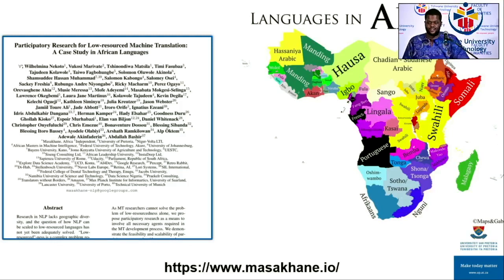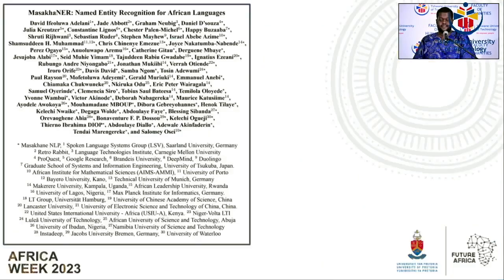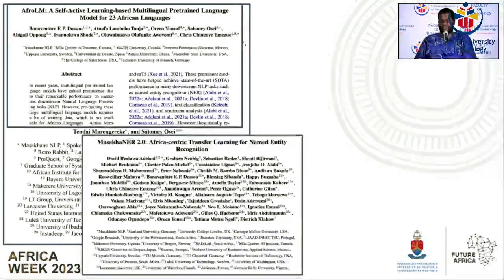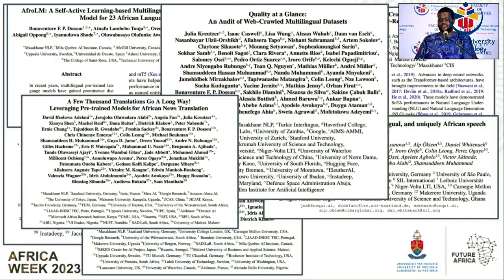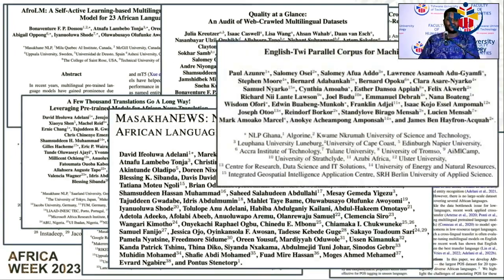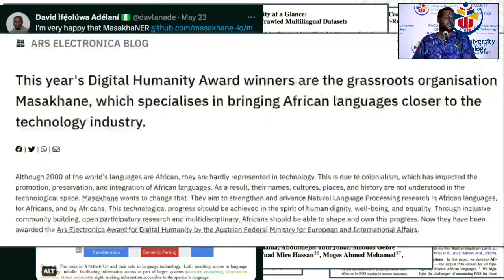Masakane, through our collaborative approach. You can see how many people are on that paper. This won the first Wikimedia Award from Jimmy Wales, the founder of Wikipedia, for democratizing. And then, after that, it just kept on happening over and over and over again.